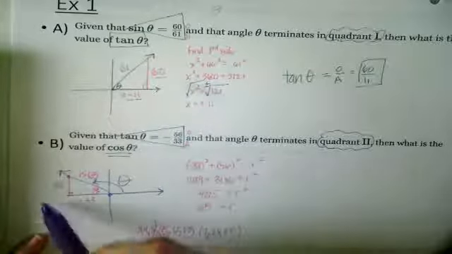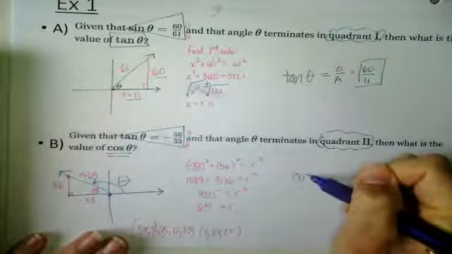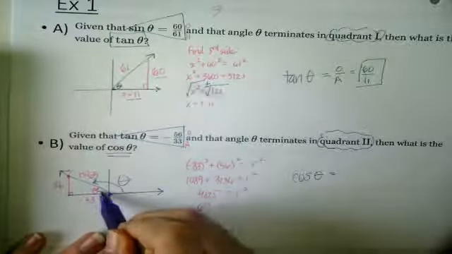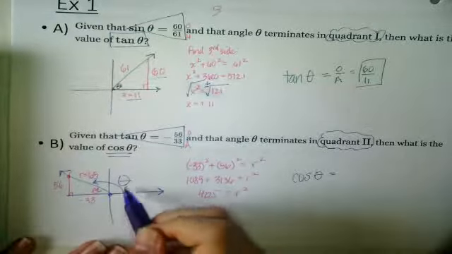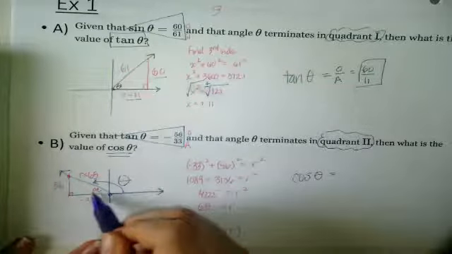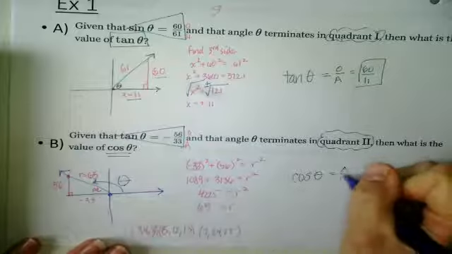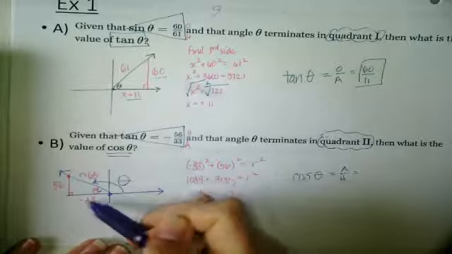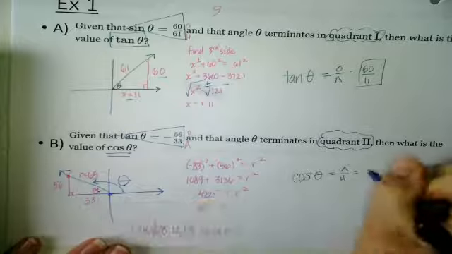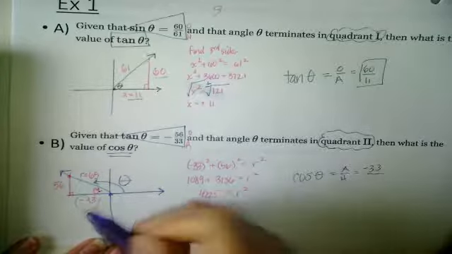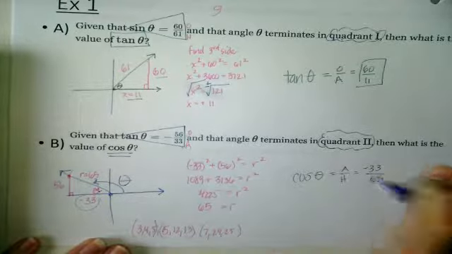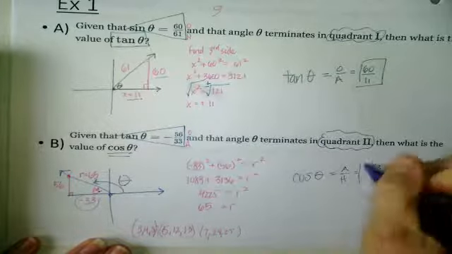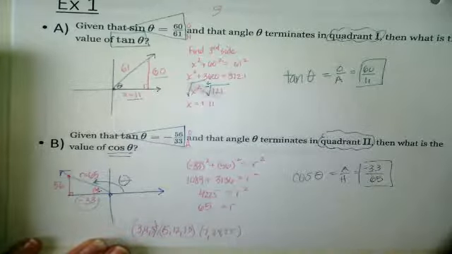Now that we've completed our triangle, we can figure out the cosine of that angle that we just drew. It's technically theta, but we look at the reference triangle here. Cosine is adjacent over hypotenuse. So adjacent to our reference angle would be negative 33, and the hypotenuse is 65. And it does not reduce, so we leave it at that.